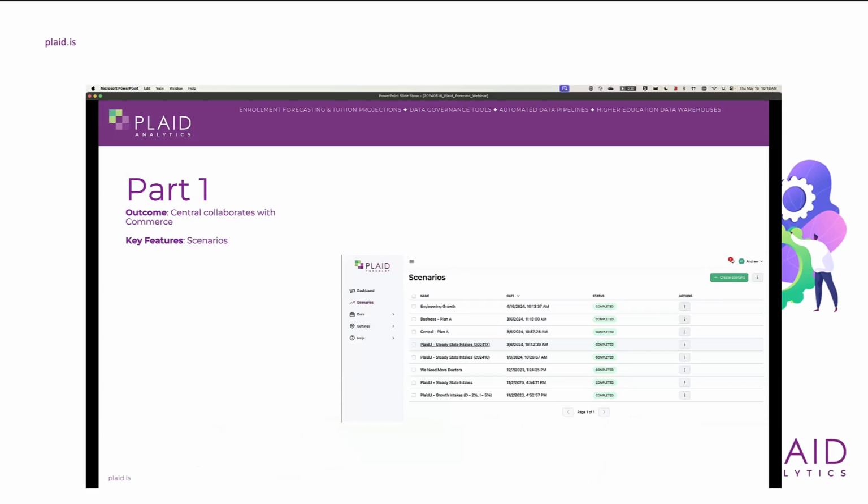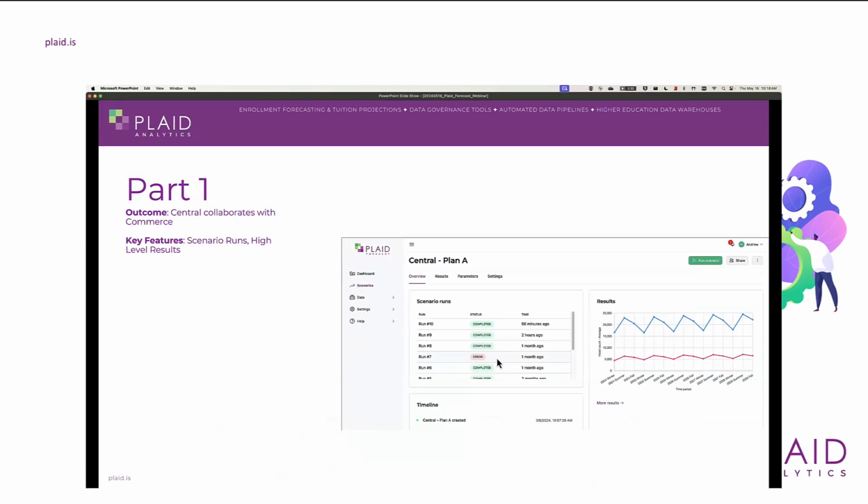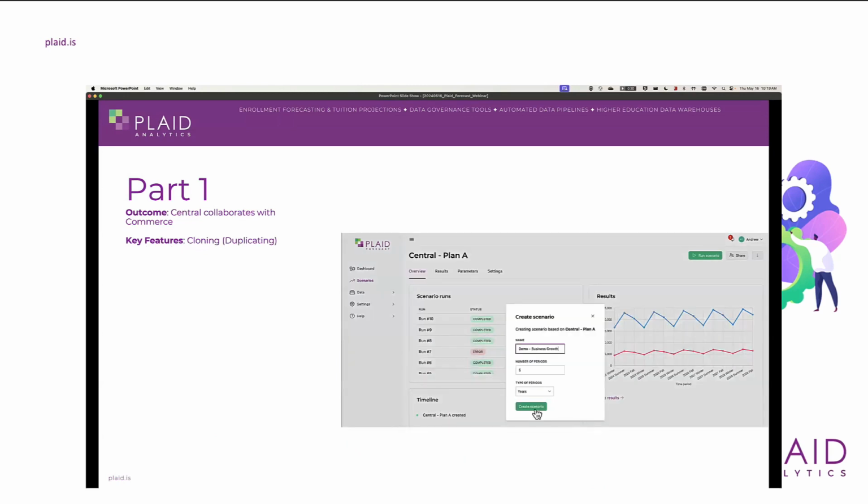So the first part is about collaboration. So we have a list of scenarios, and then we can get into the individual runs of that scenario. So we can see here on the right-hand side that plan A has been run a number of times, a month ago, 2 hours ago, 56 minutes ago, etc. And we can see high-level results of that scenario, at least the most recent run of it, shown on the right-hand side.